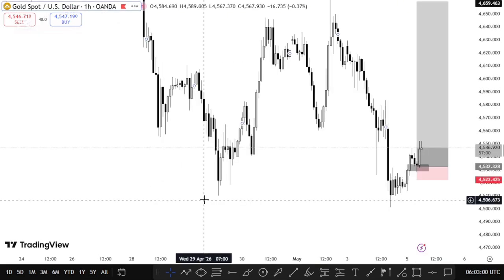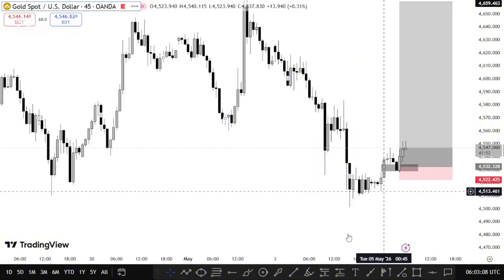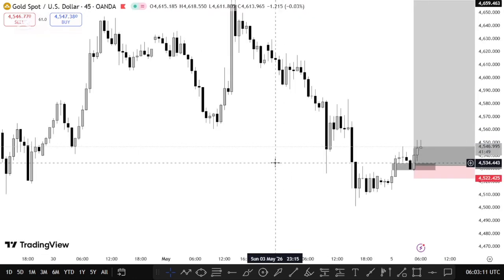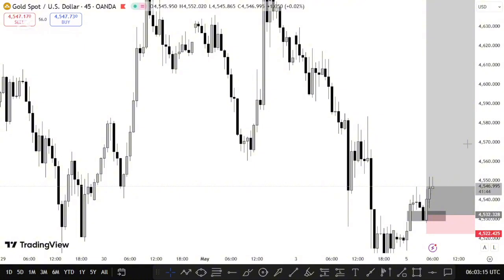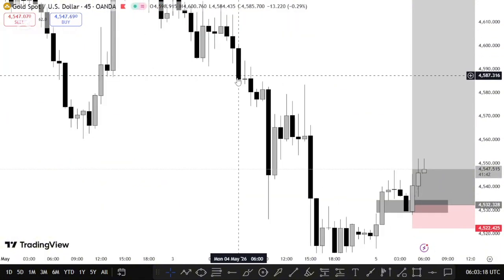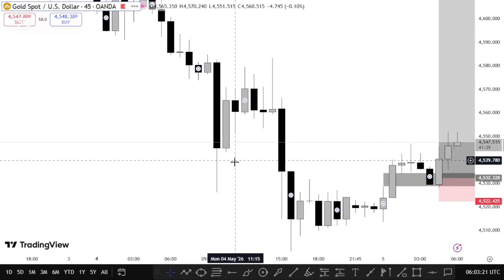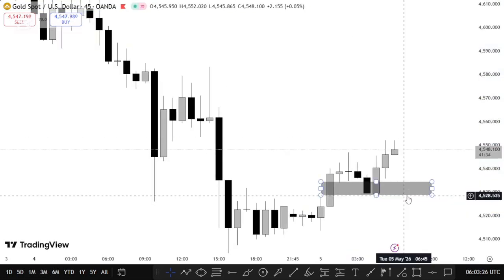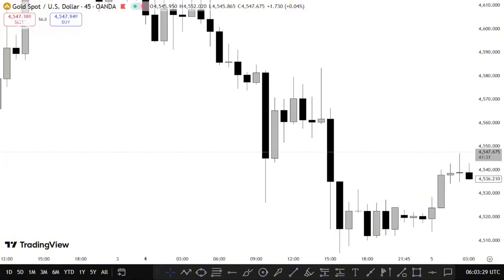Why? This low was taken, and the market structure shift has actually happened. Let's look at the 45 minutes. But this is not why we are here. We are here to look at order blocks. So now let's look at yesterday's market so that you can clearly see. I think this might distract us, so let me just take it out. Now let's look at yesterday's market.